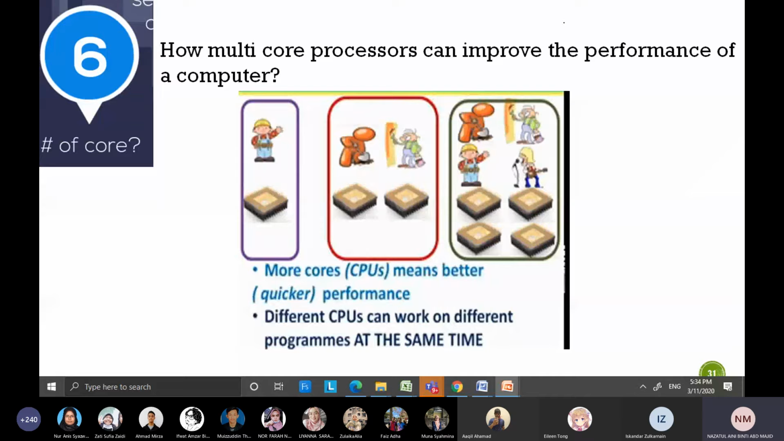So how can multi-core processors improve the performance of a computer? Because more cores, more CPUs means better, quicker performance. Different CPUs can work on different programs at the same time. So this is the meaning of multi-core. You have more resources in your computer, more ALUs, more CUs to process your programs, your instructions.